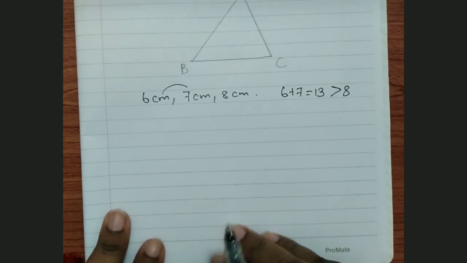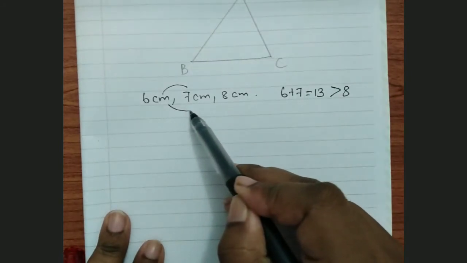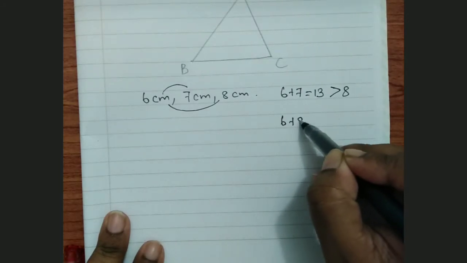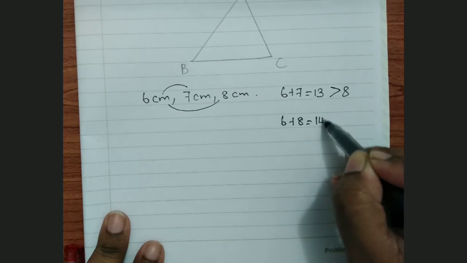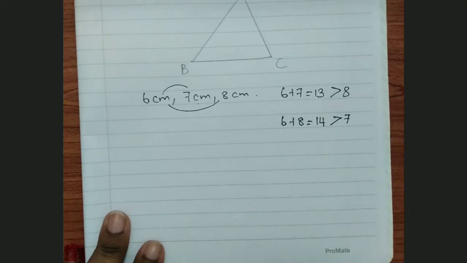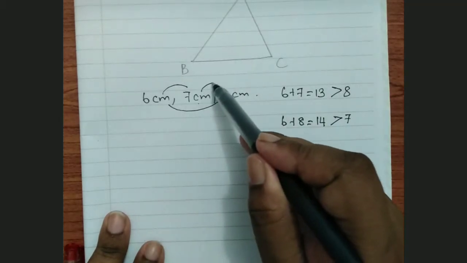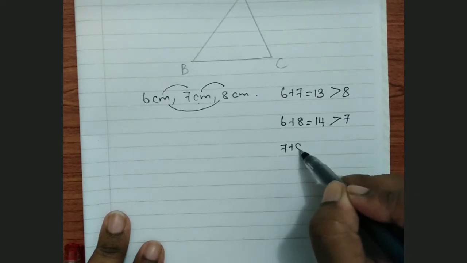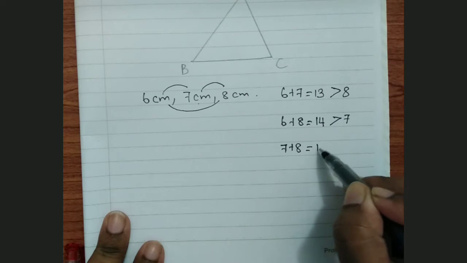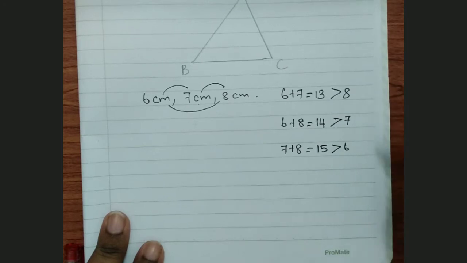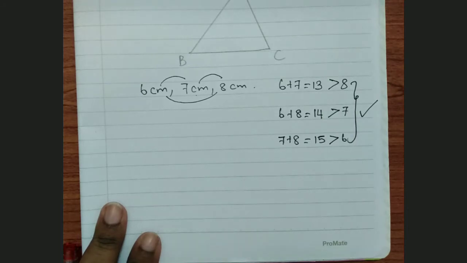Am I right? Now let's check by adding these 2 sides, which is 6 plus 8 is 14. So it is greater than the third side, which is 7. Now let's add these 2 sides, which are 7 and 8. The sum of those two is 15 and it's greater than 6 centimeter. So you can make a triangle with these 3 lengths as its sides.